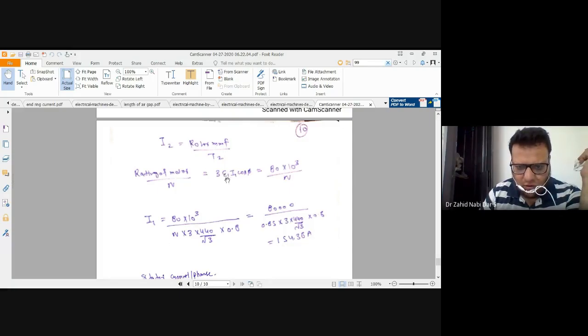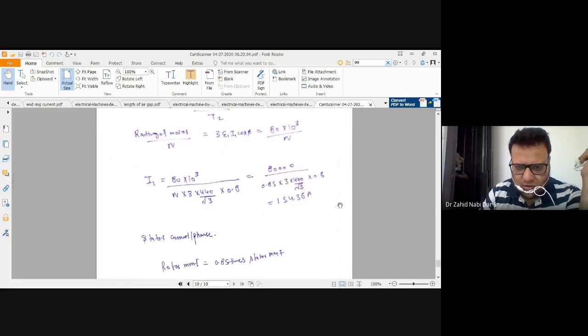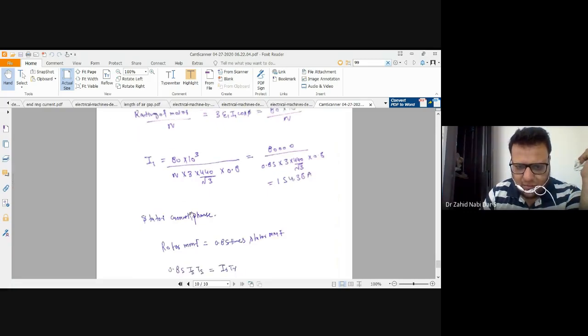E1 is 440 by root 3. You have 3 for 3 phase. Cos phi is 0.8. The efficiency value is 0.85. So you get the value of I1 equal to 80,000 divided by 0.85 into 3 into 440 divided by root 3 into 0.8. You get this value around 154.38 amperes, so you have the stator current per phase.